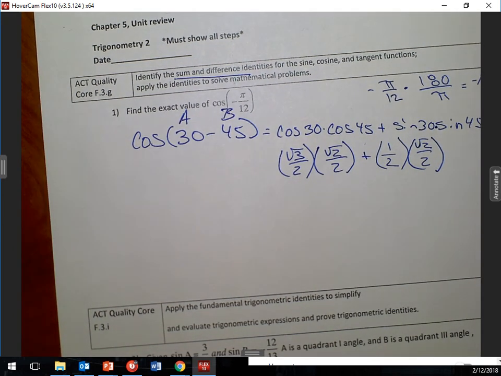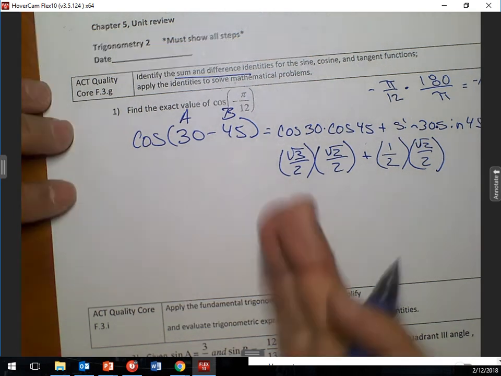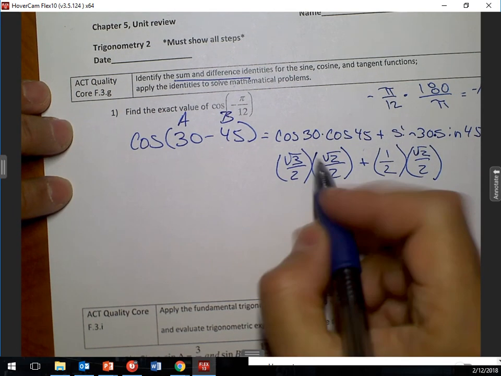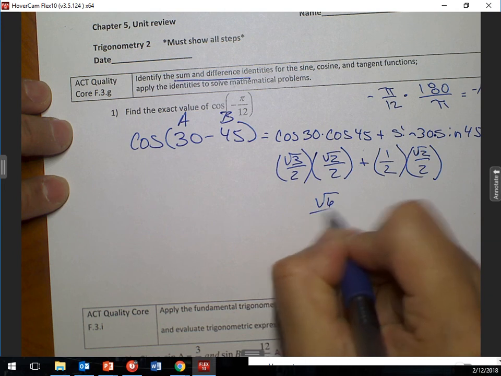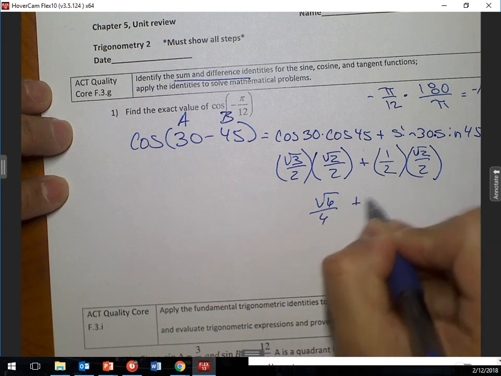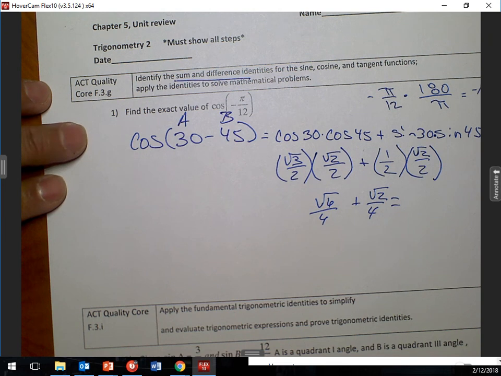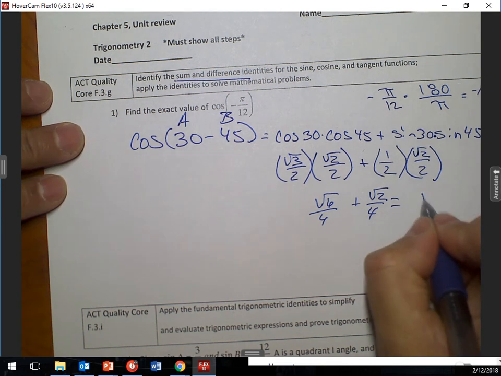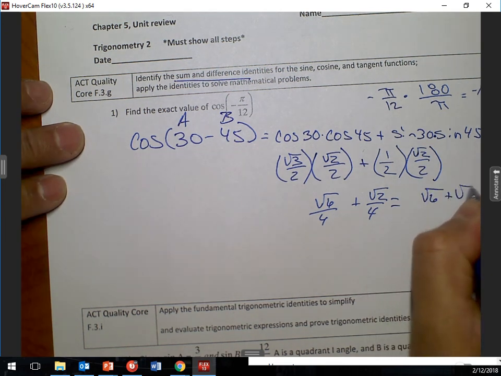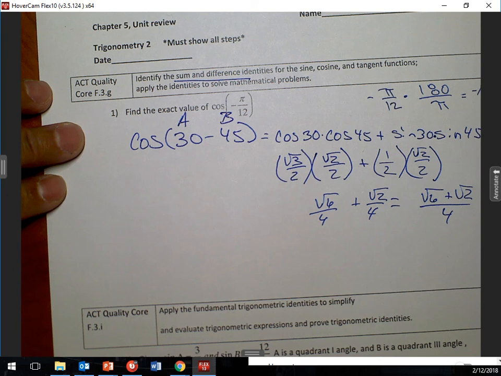Okay, any questions so far? Okay, multiply fractions straight across. So this is going to give me rad 6 over 4 plus rad 2 over 4, which with the common denominator is going to combine to be rad 6 plus rad 2 all over 4.